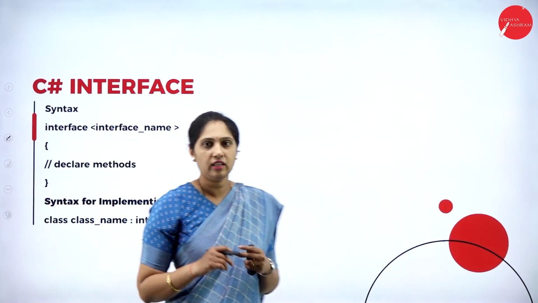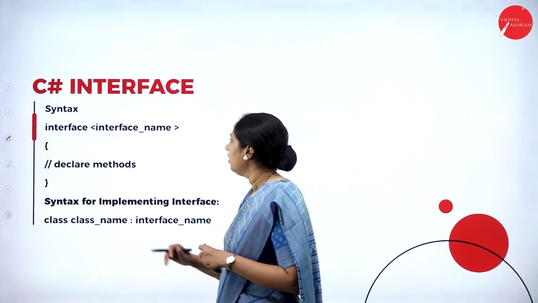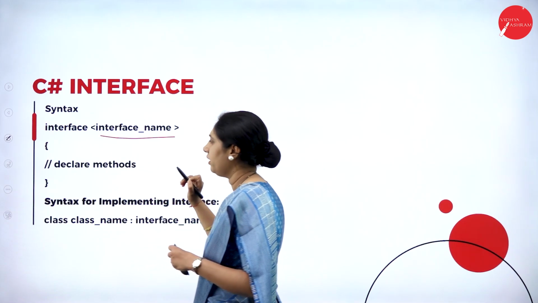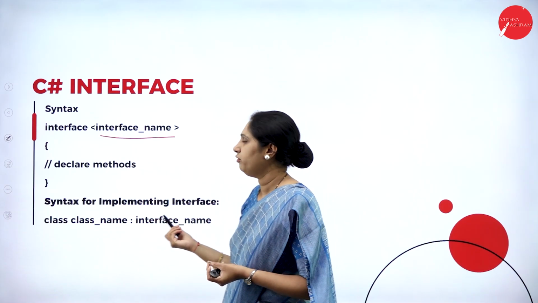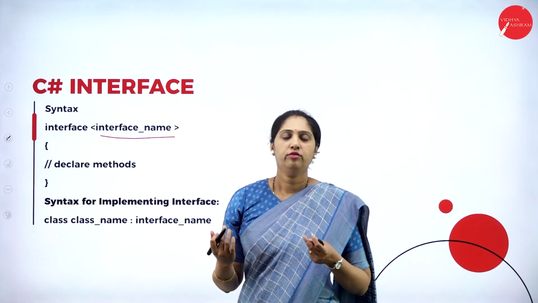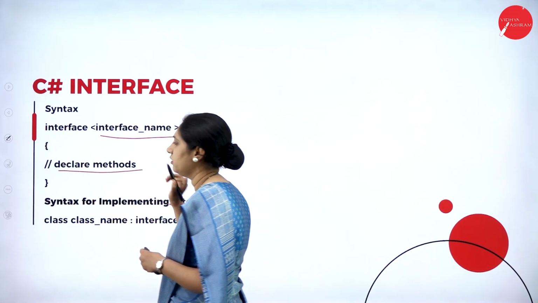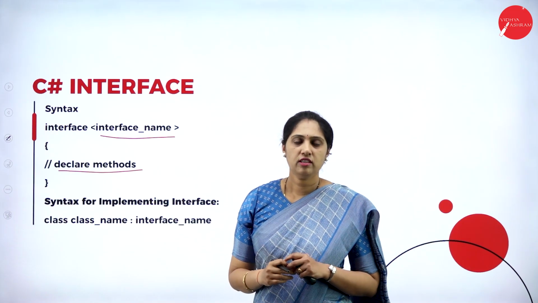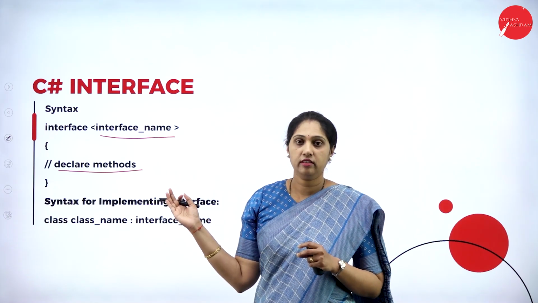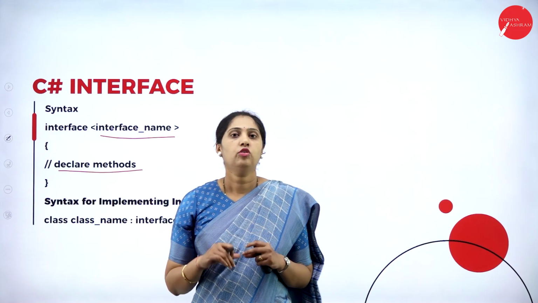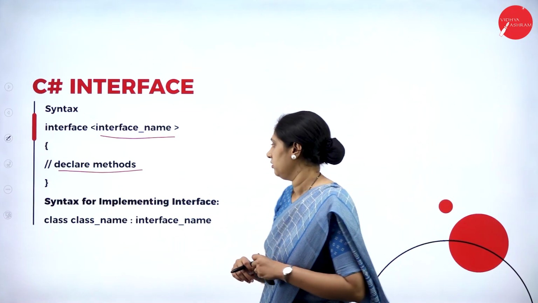So, what is the syntax of the interface? Interface name, I can give any name, say interface student or interface rectangle. Next, here is the declaration of the method. Same example, if I say factorial function, I can write it, but I can't write the code. I can't write the implementation.